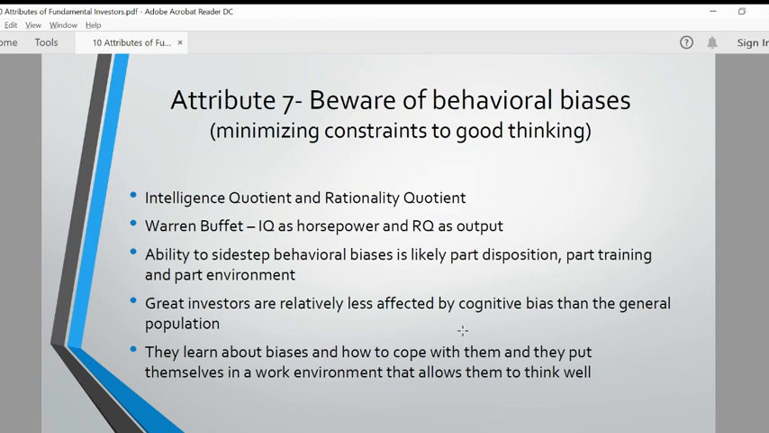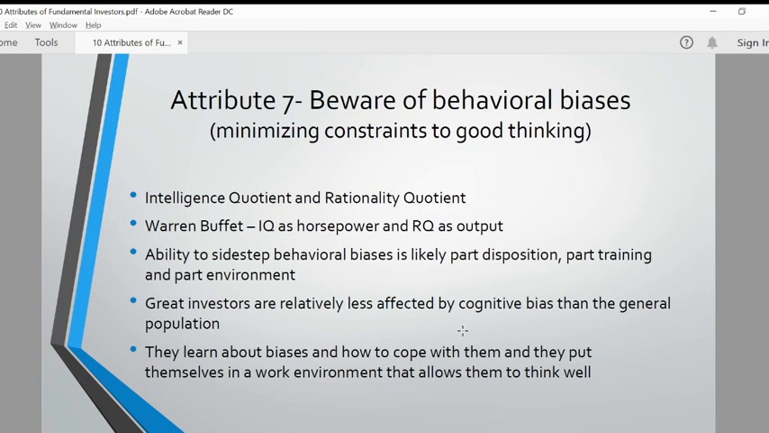A person can have a very high IQ, who is very good at understanding complex mathematics, but is a very bad decision maker. This is a classic example of a person with a high IQ and low RQ. But on the other hand, there may be another person who has an intermediate level of IQ. He's able to perform basic arithmetic and understand common things, but he has a very good ability to make decisions. So this is a person of average IQ and a high RQ. Warren Buffett compares IQ to horsepower and RQ to output. IQ is the horsepower which tends to drive an engine, but RQ is the output of the efficiency of the engine.